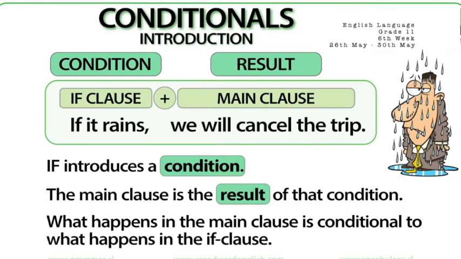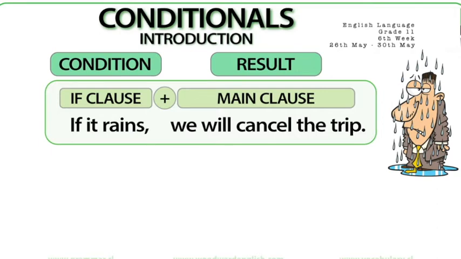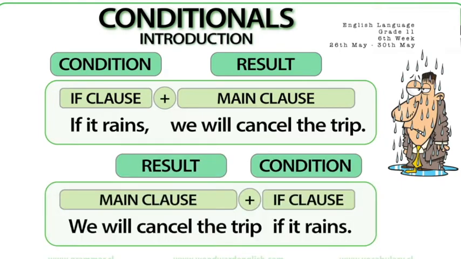Look at the original sentence. If it rains, we will cancel the trip. Notice how there is a comma after the verb rains, which is the last part of the if clause. When the if clause comes first in the sentence, we put a comma after it. If it rains, comma, we will cancel the trip.